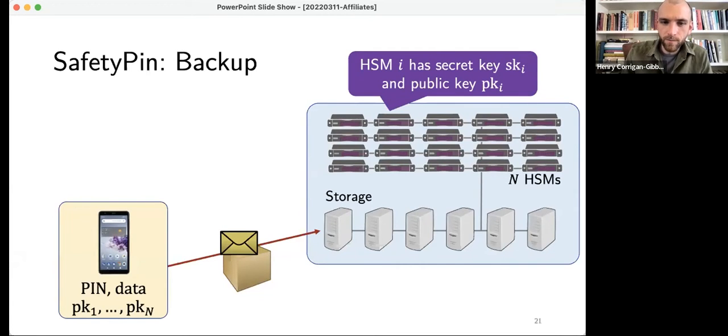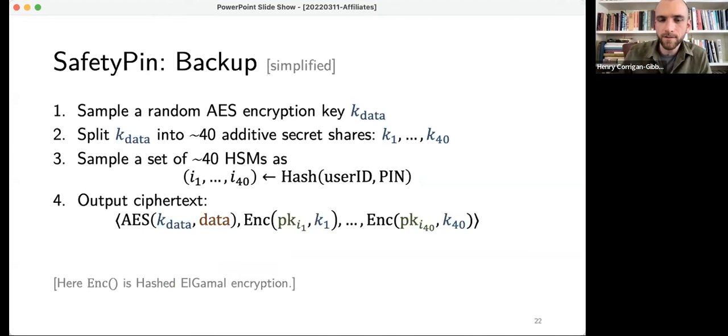And the phone is going to produce some backup ciphertext as before, but now the way the phone constructs it is slightly different. So what the phone does in Safety Pin is sample a random encryption key, the transport encryption key, which it uses to encrypt the data, so the photos and videos and so on. But then it splits this encryption key into secret shares. So it splits it into 40 pieces, such that all 40 pieces are necessary to recover the transport key. So that's this K1 to K40, breaking the key into 40 pieces.